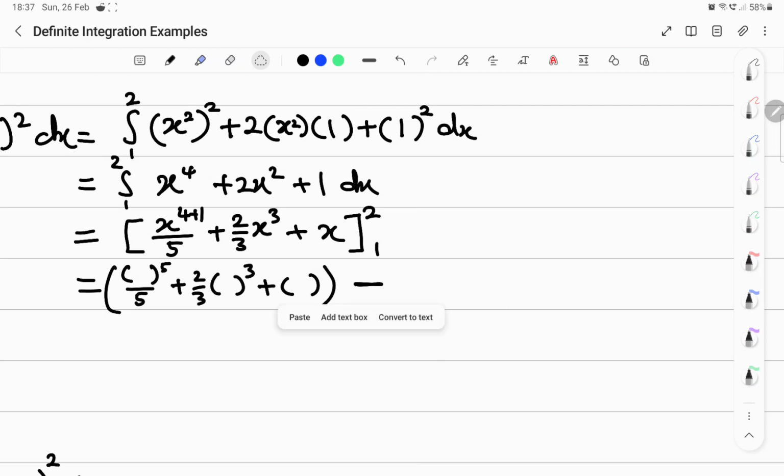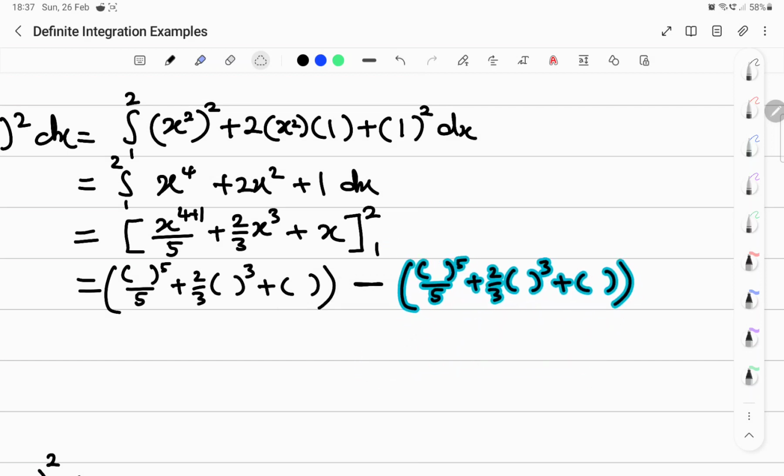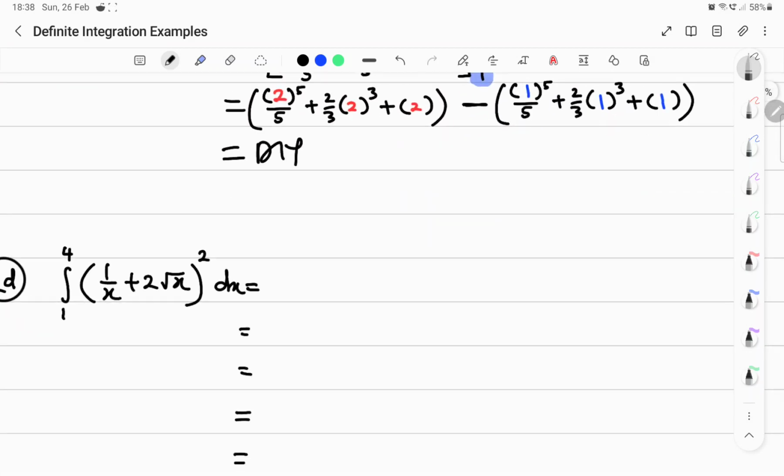Cannot paste suddenly. Okay. Drag them over here. Perfect. So what is our upper limit? Upper limit is 2. So replace empty brackets with 2. Next, what is the lower limit? Lower limit is 1. Replace all empty brackets by 1. Like this. Then the rest you use your calculator. Do it yourself.